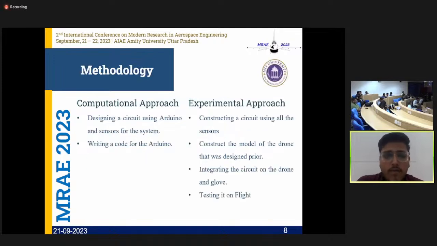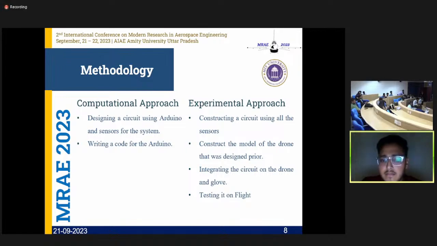The methodology that we have followed is that we divided the project in two parts. First was the computation, where we used the Arduino Nano as the microcontroller to do all the processing behind the hand gesture circuit, and we had to write the code accordingly for the Arduino. The experimental approach was to construct the circuit physically and then construct the model of the drone as per the design, then integrate both the sensors and the RC together, and then test it in flights.